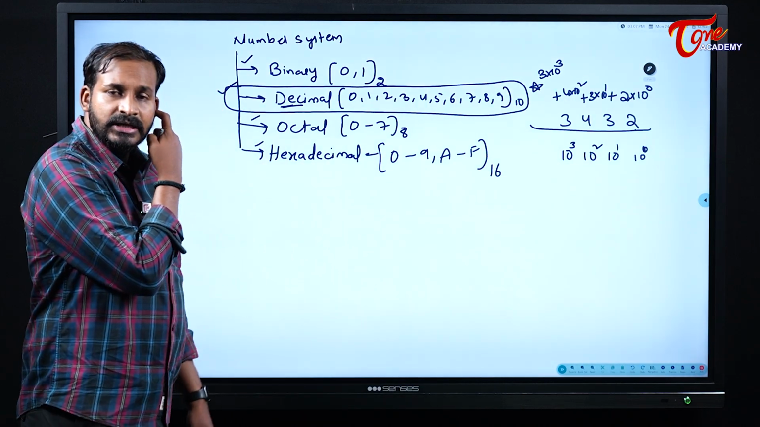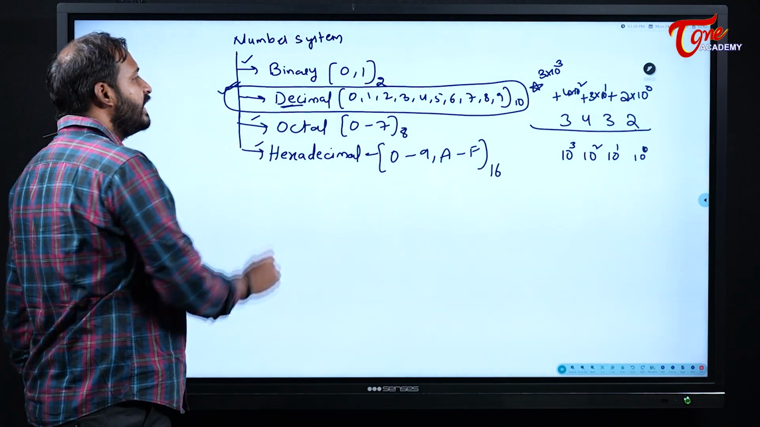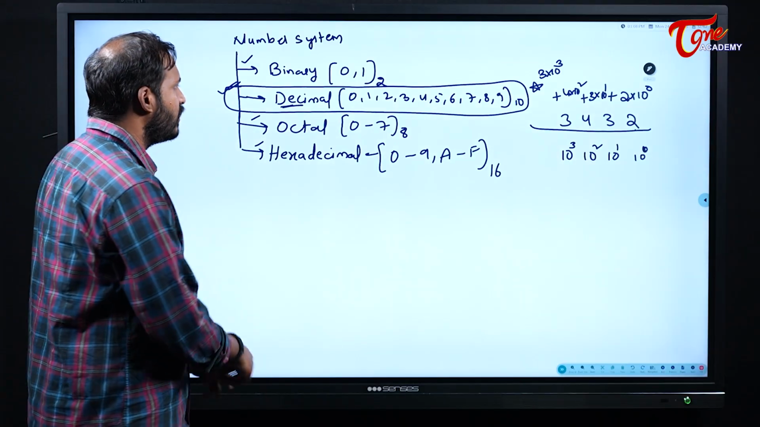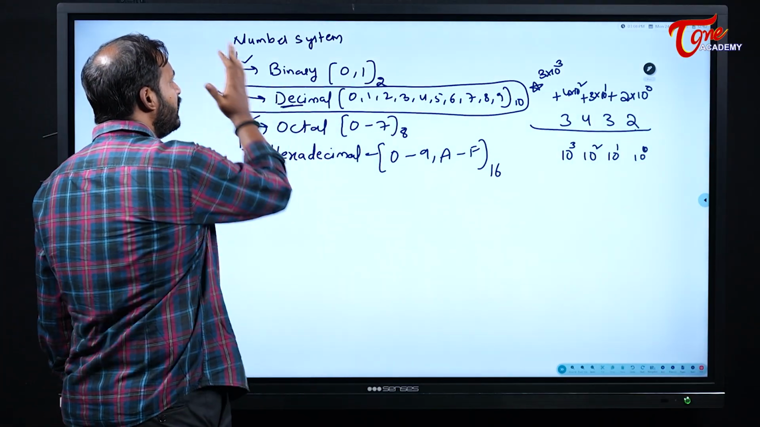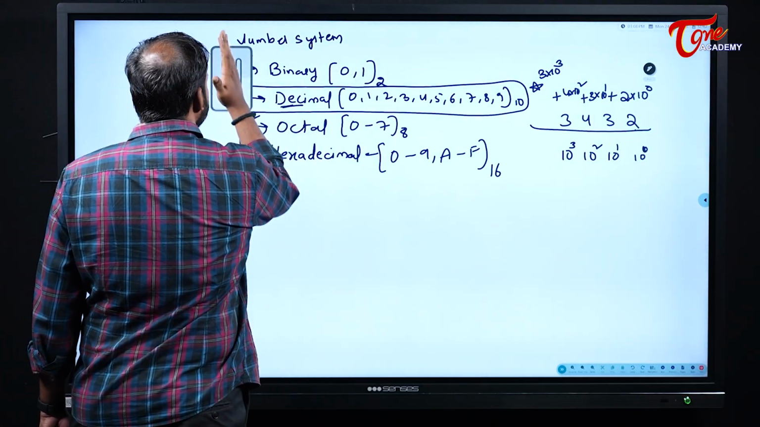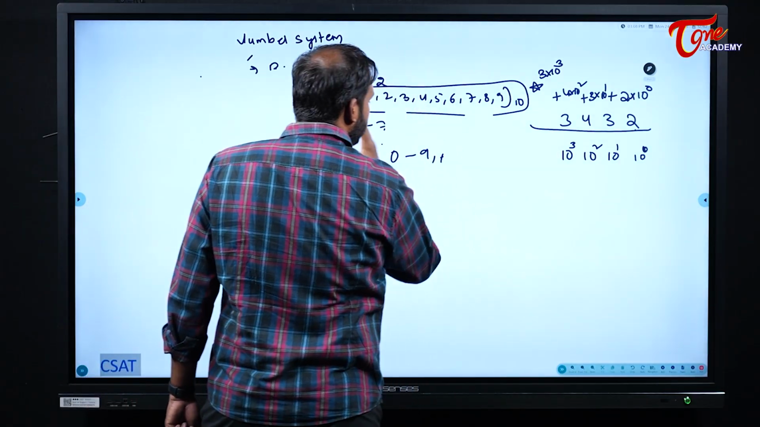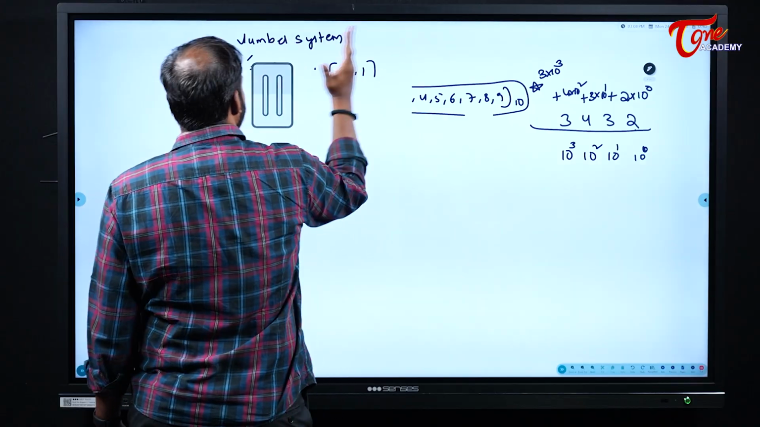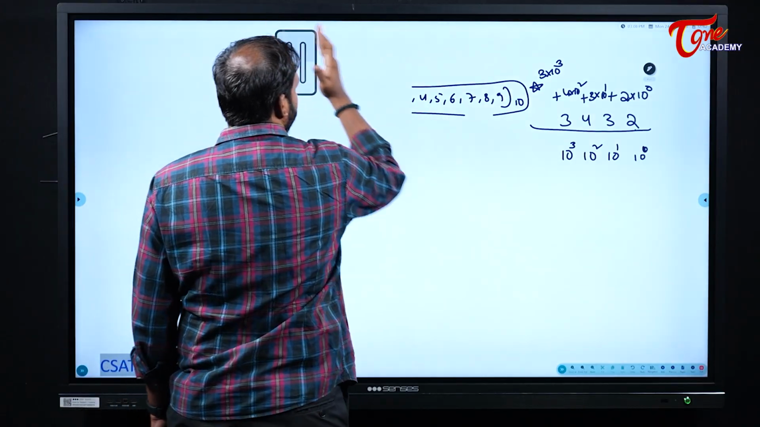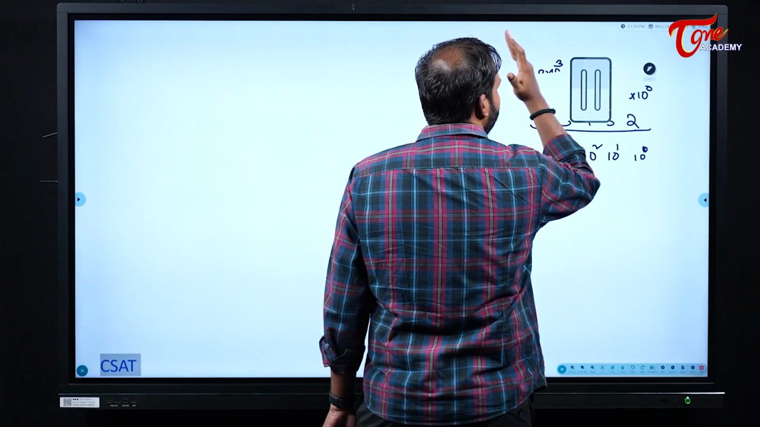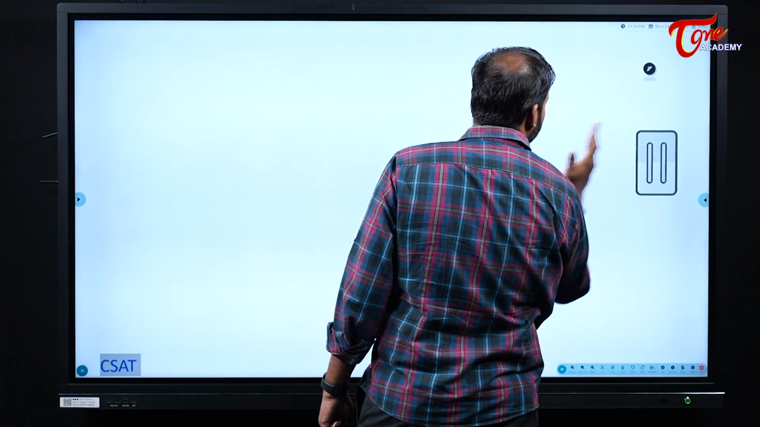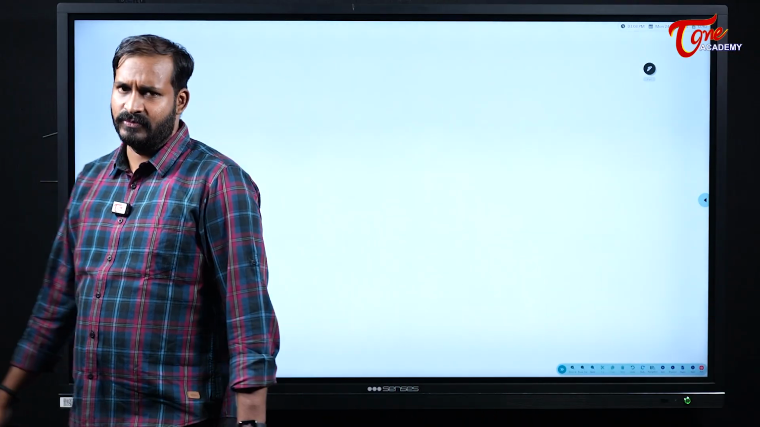So no need to worry. We will only discuss the decimal system. We are not going to bother about the binary, octal and hexadecimal systems. In this concept, we will concentrate only on the decimal system. Next, this decimal system is further divided once again. We consider the decimal system as the number system and take it directly as the number system.